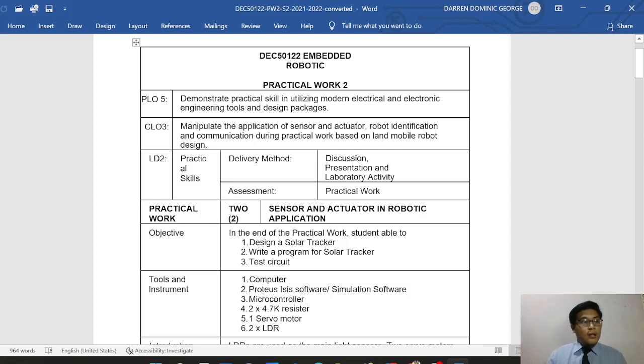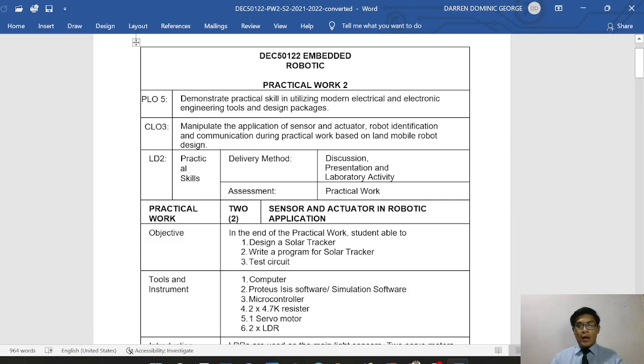As we know, sensors can gather information on the surrounding environment or the robot itself. Actuators produce an effect in the environment or the robot.